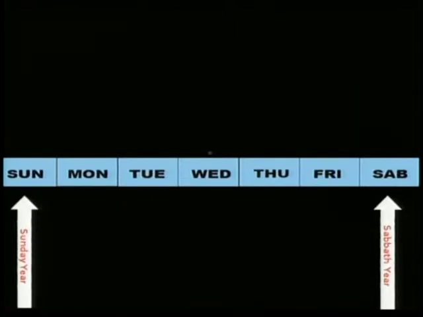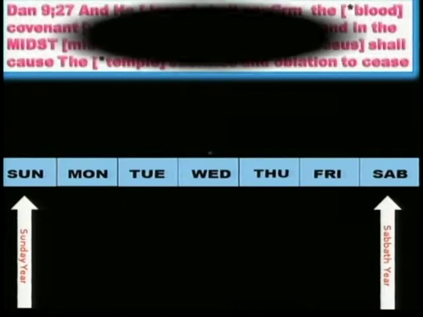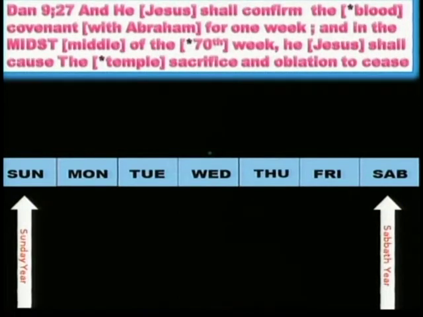Here's the 70th Jubilee week. I've put some of these words in brackets so that they become just a little clearer. In Daniel 9, he, Jesus, and I say he, Jesus, because Hebrew grammar means that we are referring to who we were just speaking of in the previous paragraph, and we were talking about the anointing of the Messiah. So this is he, Jesus, shall confirm the covenant, and that was a blood covenant with Abraham, for 1 week.